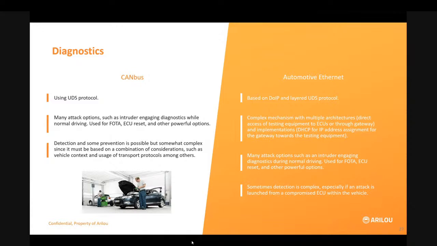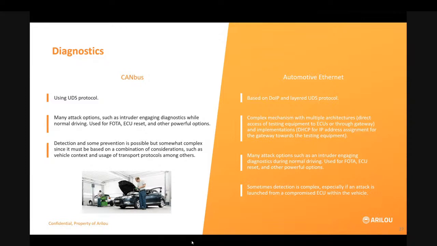I don't believe this is the case, and I believe that we should look at diagnostics and we should look at the diagnostic port, and there can be diagnostic messages running remotely through the telematics. So it's not as simple as that. When speaking about diagnostics, we mainly look at the UDS protocol. The UDS on the Ethernet is layered on the DoIP piggyback.